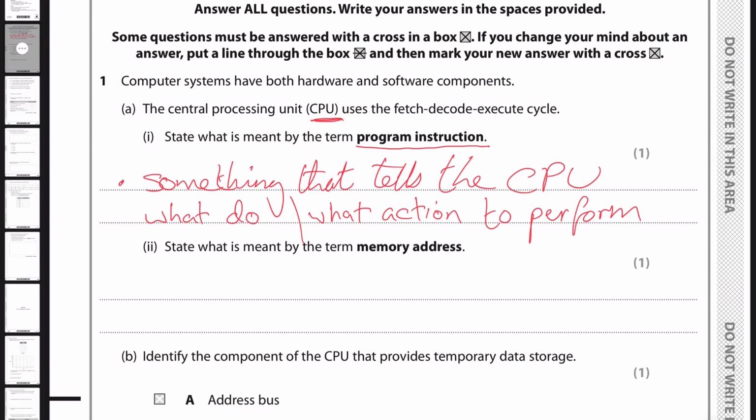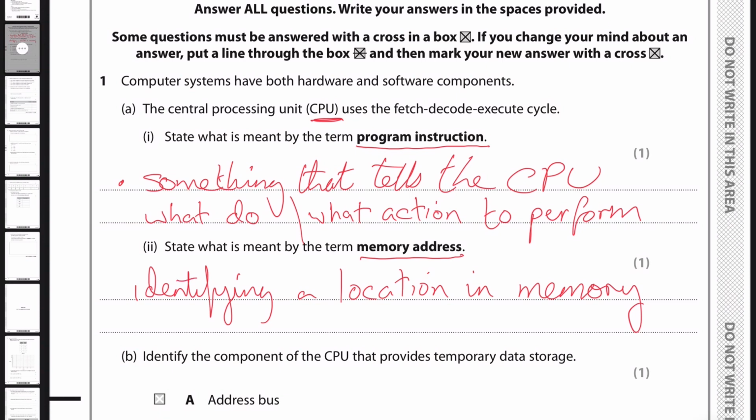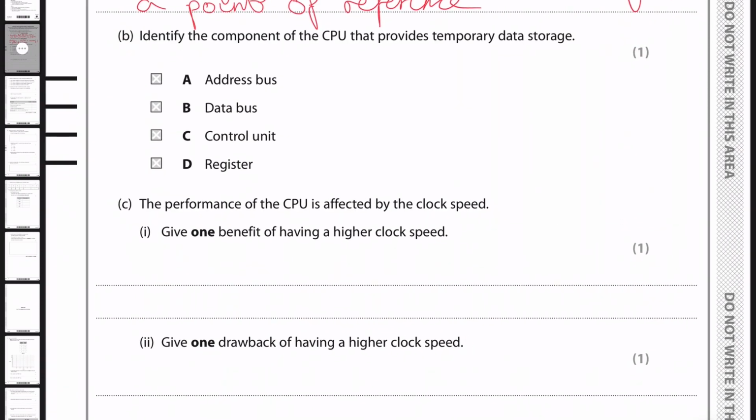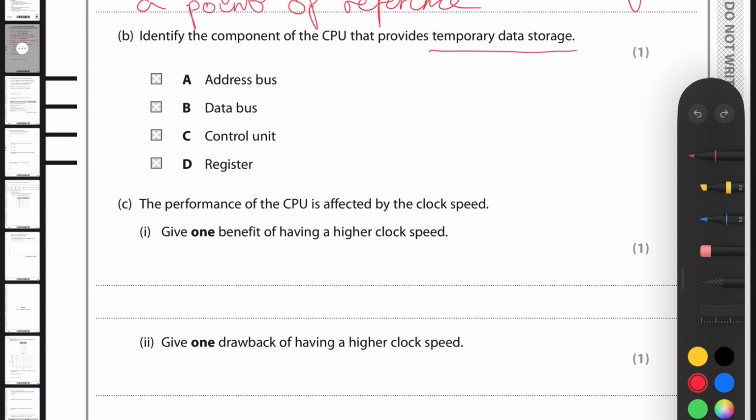Good. State what is meant by the term memory addresses, part B. A memory address is basically identifying a location in memory, a point of reference. I'm doing 2 parts, but basically identifying a location in memory.